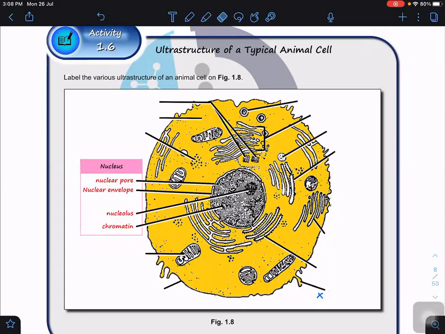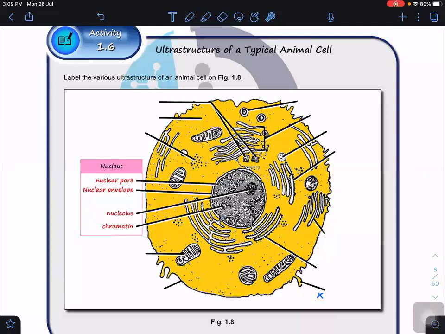Later, I will explain more about the difference between chromosome and chromatin. They are slightly different, chromatin and also chromosome. We will discuss this later. So now we have done the first part, the nucleus, a very prominent structure in the cells.